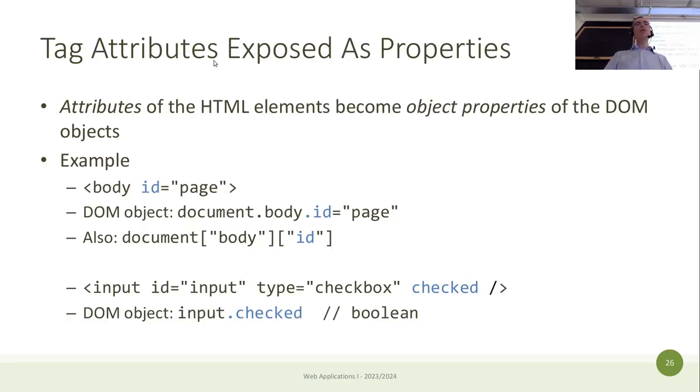So attributes of the tag are exposed as properties. Let's say you have a body with an ID. You can write .id or, with the JavaScript notation, square brackets and the name of the attribute. And so you can basically navigate through the elements in the page and access attributes, change attributes, and do all the things that you would like to do.